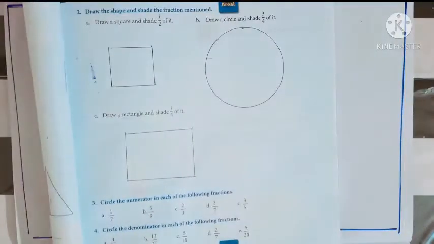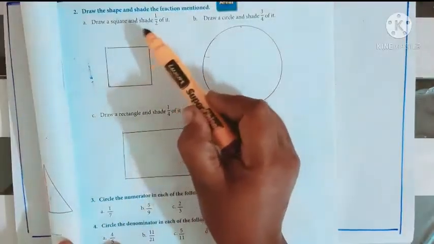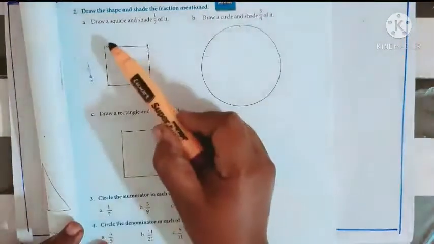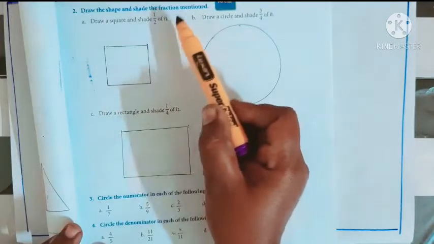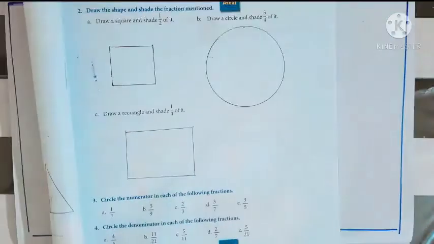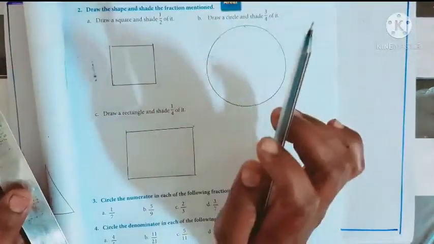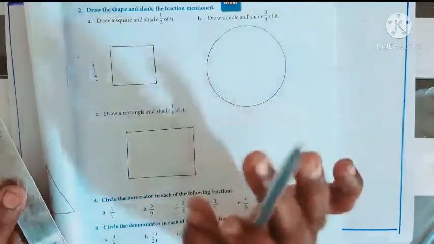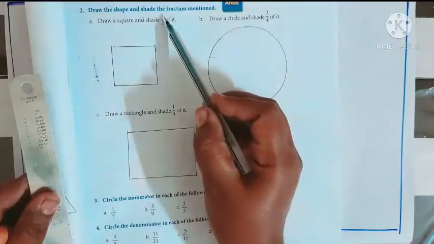Now you take page number 35. Here, draw the shape and shade the fraction mentioned. So here, draw a square and shade 1 by 2 of it. They have given 1 by 2. So I draw the square. Square means what? All the four sides are equal. Very good. After that, they are asking to split it into 2.